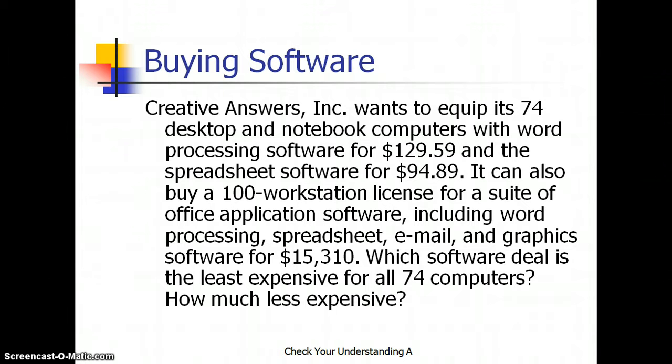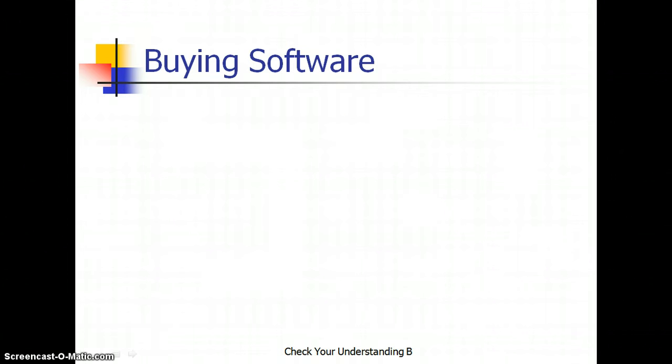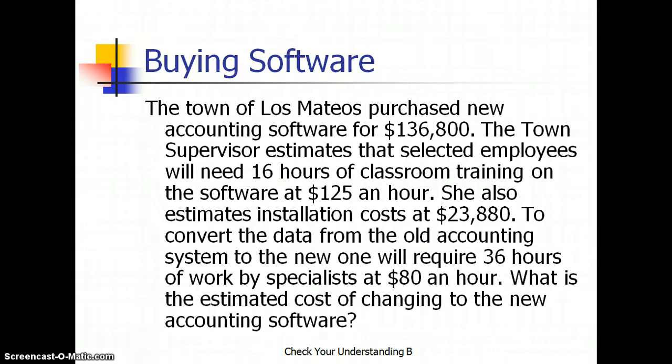That minus your $15,310 gives you a savings of $1,301.52. Another example, same thing. In this case, though, we have 36 hours to convert the data. This is for accounting systems. You do see it more often in accounting systems that you have to convert. 36 hours times $80 an hour, plus you have training of 16 hours times $125. Add in those 2 costs plus your installation costs, cost of your software.